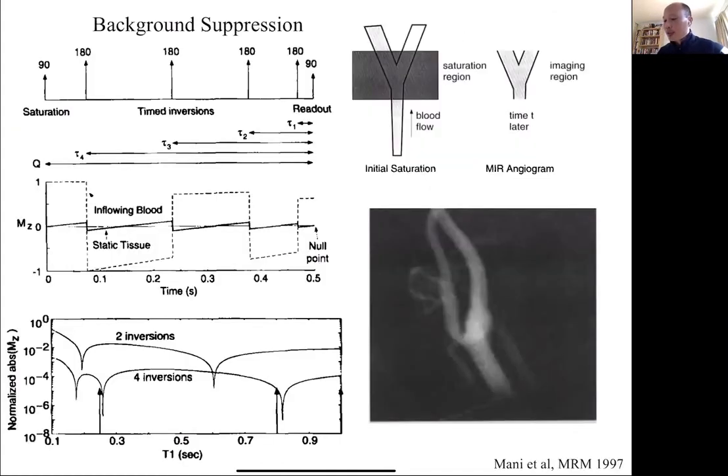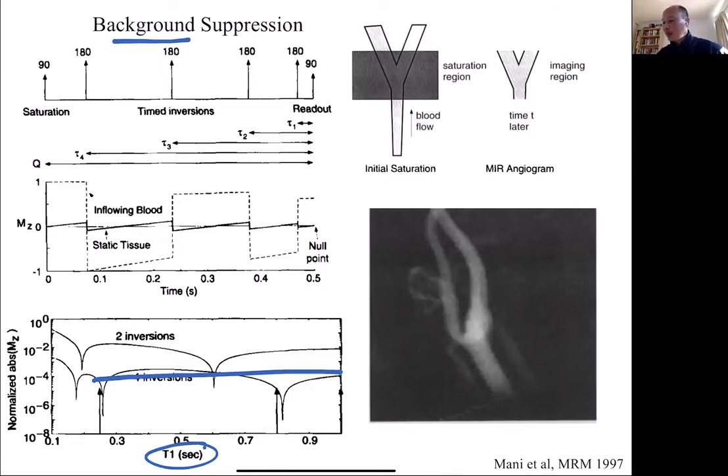And finally, this is a sequence that's very much related to what you did on one of the homeworks, which is you can have something called a background suppression pulse, where you can null out, over a range of T1s, a lot of things, and by applying a lot of these 180-degree pulses, you can sort of erase a lot of the background.